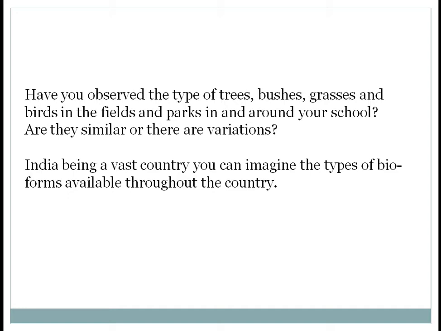You have observed the types of trees, bushes, grasses and birds in the fields and parks in and around your school. Are they similar or is there variation? So the point here is, wherever we go, we observe trees, bushes, grasses, birds or animals, parks, maybe fields. As they are present in our school, are they similar or different? They are different. In our school also, if we take the example, not everywhere are the trees the same or the grass the same. So what is the basic point behind it? We are going to see.